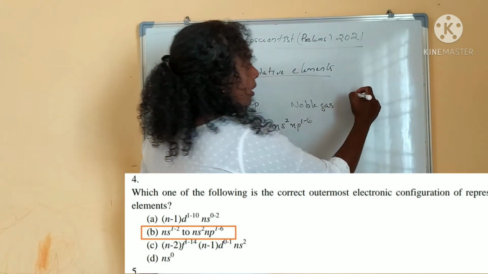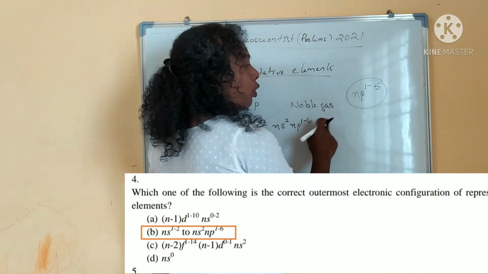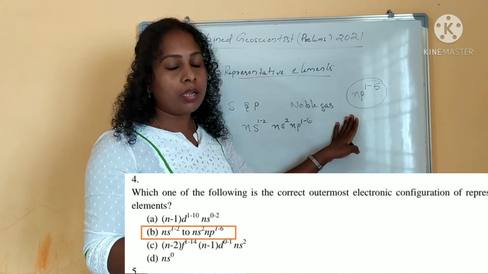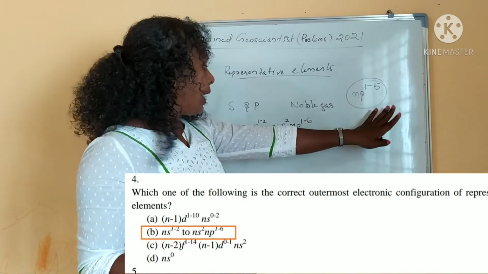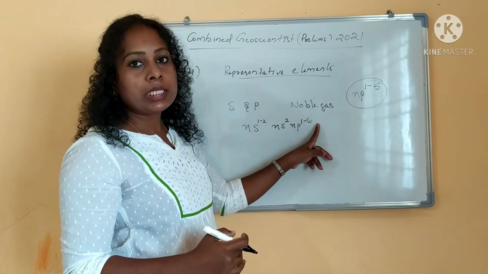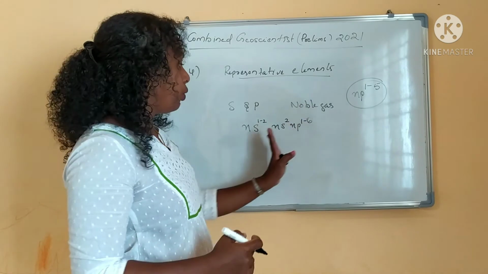It should be np1 to 5 only. Noble gases are not included in the representative elements, if I am correct. So np1 to 5 is the actual electronic configuration, but that option is not there. np1 to 6 is the option they have given. So this is the representative element electronic configuration.